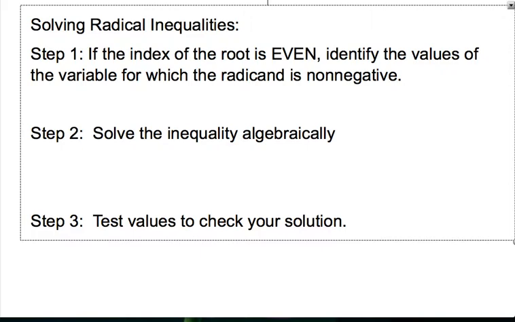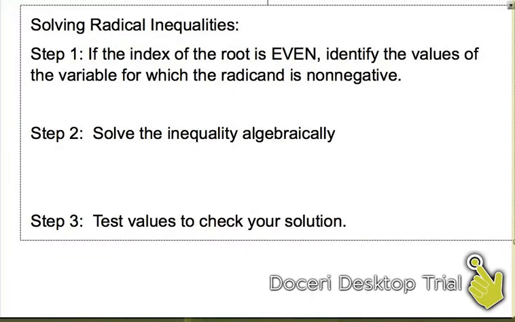If I have the square root of 3x minus 6 plus 4 is less than or equal to 7. So again, we're talking about inequalities. So the radicand, if you remember, the radicand is what's inside the radical. So in this case, it's 3x minus 6.